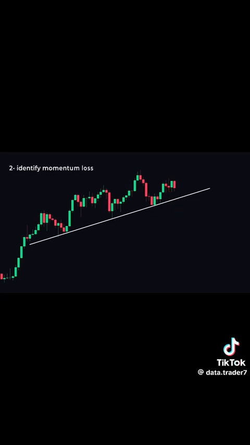Next, we identify momentum loss by looking at the market structure. And here we can see that price shifted from making higher highs to lower highs, signaling that this existing uptrend is getting weaker. Once this happens, we wait for the price to close well below the trend line, confirming the trend change. And because this is a bearish setup, we take a short position. Next, a stop loss could be placed slightly above the trend line break, and a take profit at 2 times the stop loss size. And as you can see, price went down and hits our take profit.